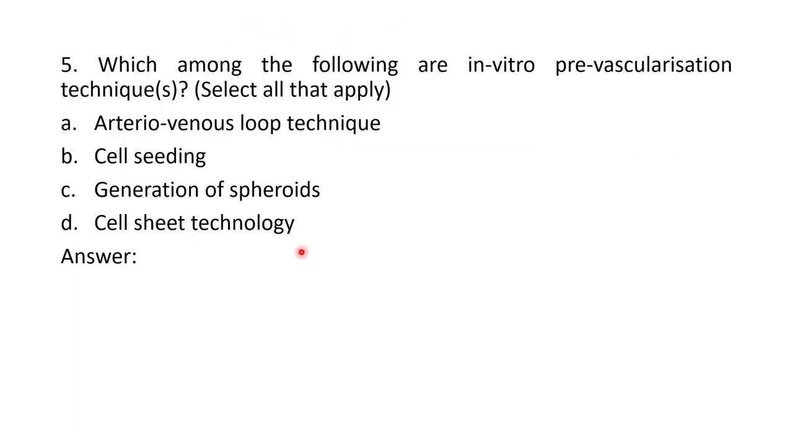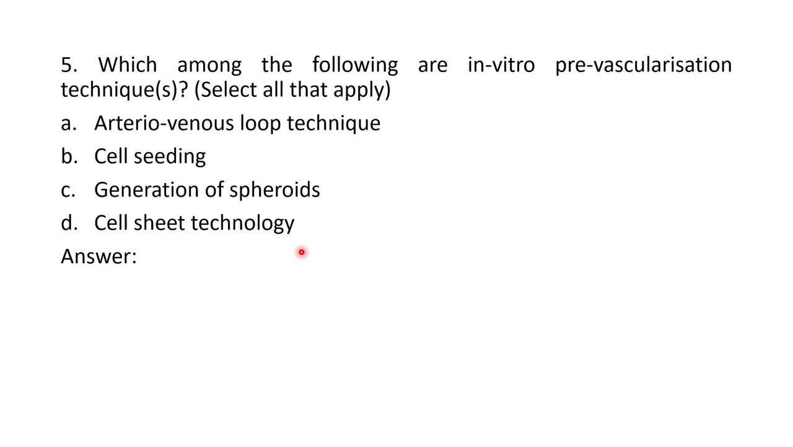Along with it, option D, cell sheet technology. Sorry, I missed mentioning the answer. So along with it, cell sheet technology is also used for in vitro pre-vascularization. The arteriovenous loop technique is used for in vivo vascularization. So here in cell seeding, generation of spheroids and so on, what is usually being done is, we'll have a scaffold. In scaffold fabrication techniques, we would have studied that scaffolds are formed with a high porosity percentage. This porosity is for cell migration, cell proliferation, and the vascularization process.